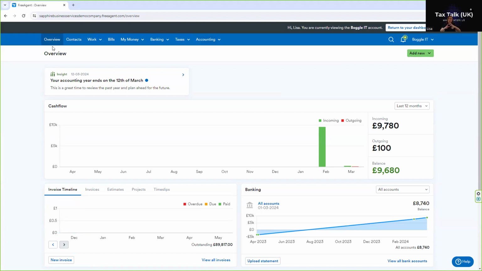Hopefully that helps you to understand when you would use a bill, when you would use an expense, and when you would use neither in FreeAgent. If you were categorizing directly from the bank feed, you would use neither. If you wanted to keep track of the creditor or supplier and how much you owe them, then you would enter a bill, and then mark that as paid.